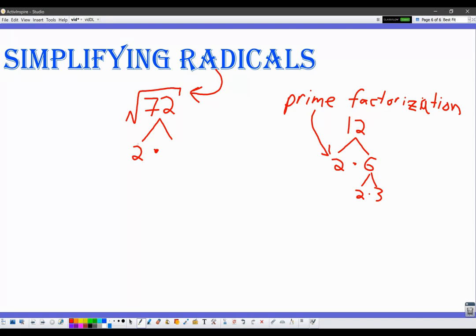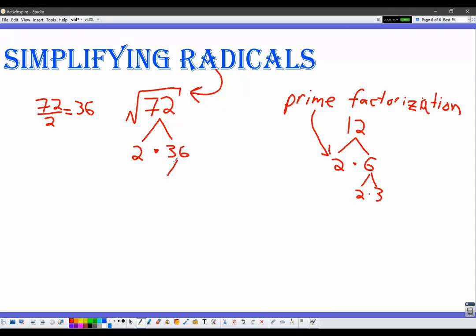And so 72, what number do I multiply by 2 to get 72? I can just divide it, right? 72 divided by 2 is 36. So I know that on this side, I must have 36.